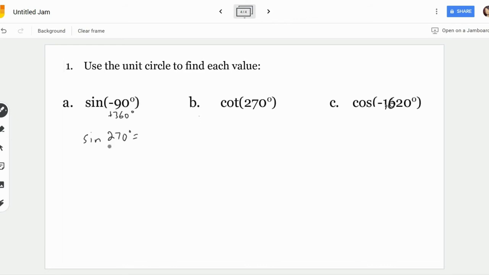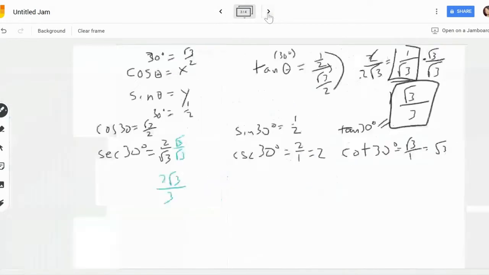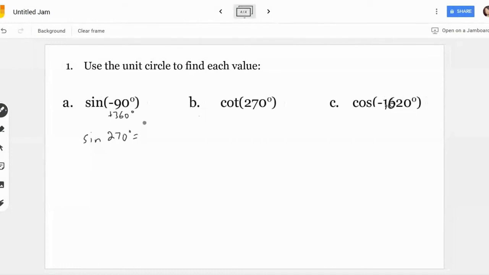And for 270, we can look back at the unit circle and see that it's this ordered pair, (0, -1). And sine is always referring to the y value. So we're just picking up the y value at that spot, which is -1. And you're done. We did it. So this thing is equal to -1 as well.